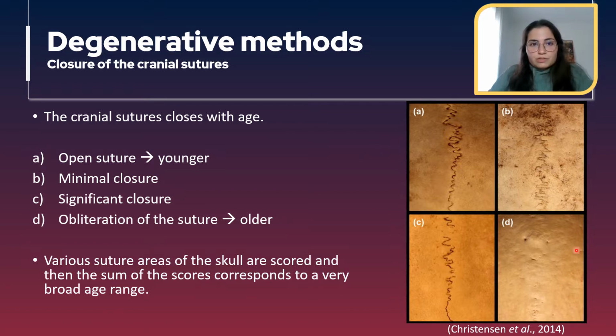So, in this image, you see a progression of the closure of the sagittal suture. In image A, it is the younger individual, and in image D, it is the older individual. In the first image, the sagittal suture is completely open. Then in image B, there are some parts that are closed. In image C, a lot of the suture is closed, and in D occurs the obliteration of the suture because the suture closes completely. There are several methods for the closure of the sutures, but in all of them, various suture areas of the skull are scored, and then the sum of the scores corresponds to a very broad age range.